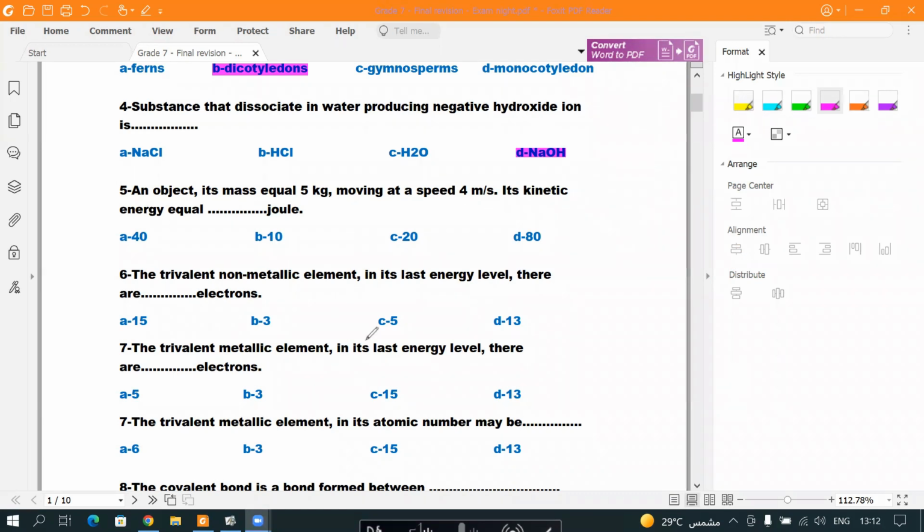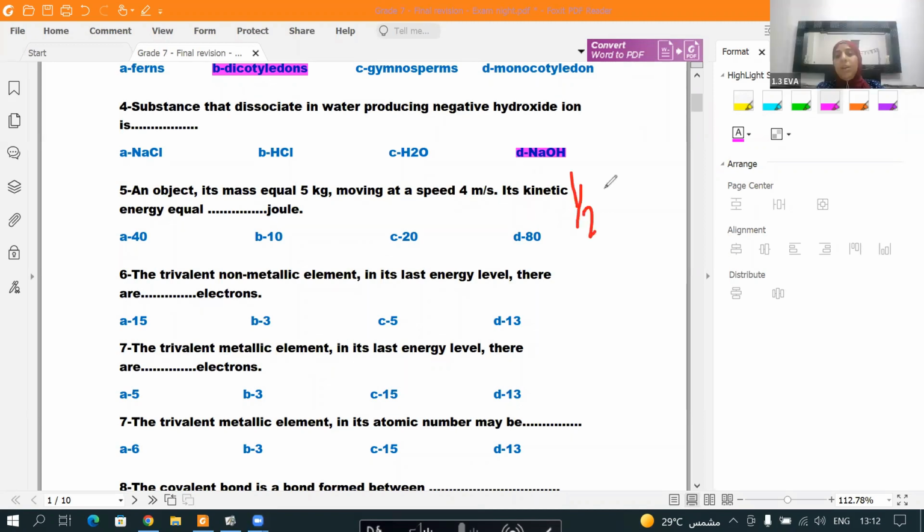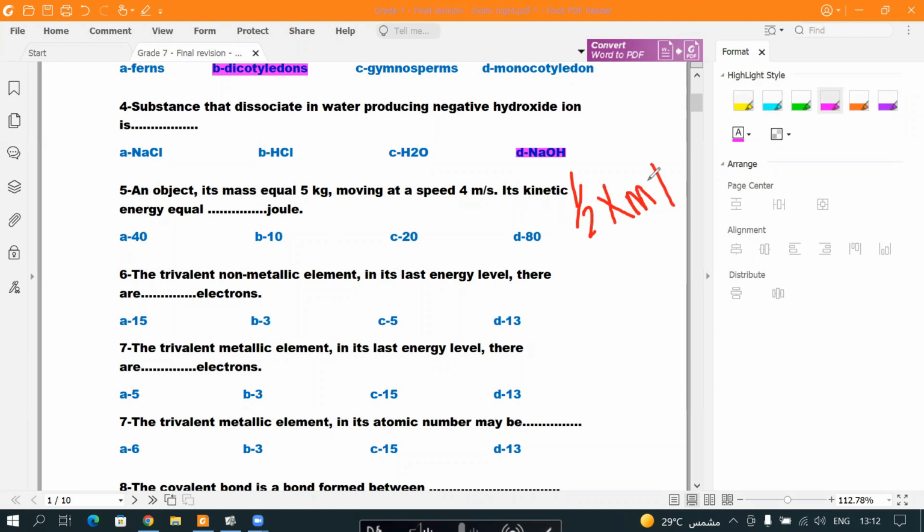Read the question. An object of mass 5 kilograms moves at a speed of 4 meters per second. Kinetic energy equals half multiplied by mass multiplied by speed to the power of 2, so it will be half times mass times v squared. Yes, it will be 40.